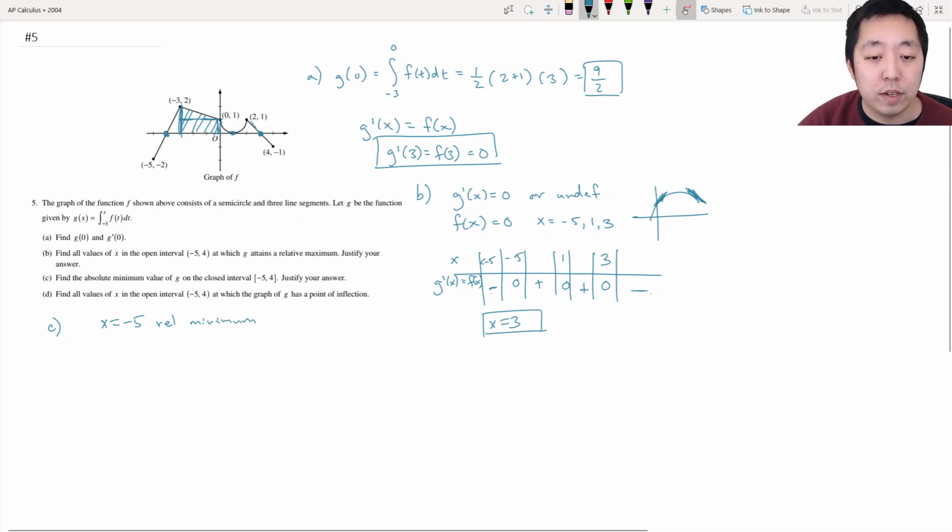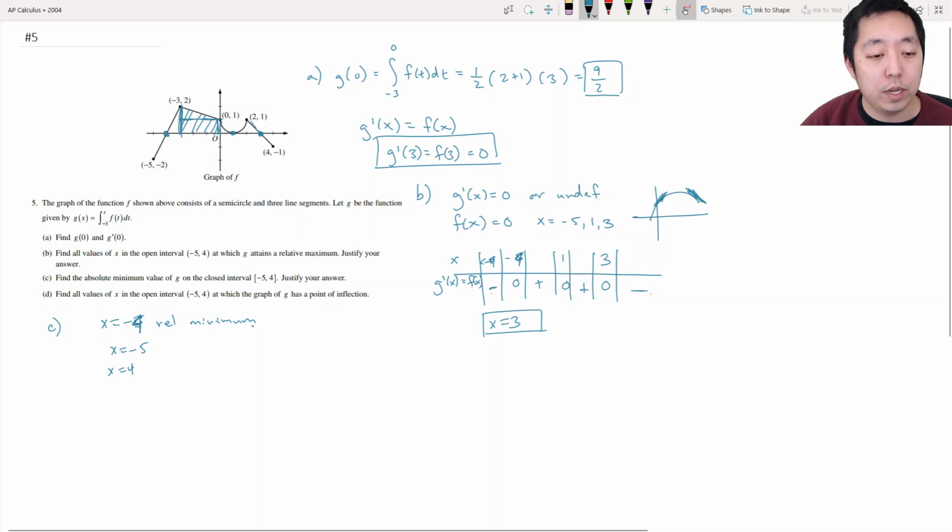Oh, that's not -5. This is -4. I was reading this wrong, but -4 is a relative minimum. But I also have to check the endpoints when I look for absolute minimums or whatever. So I need to check x equals -5 and x equals 4.